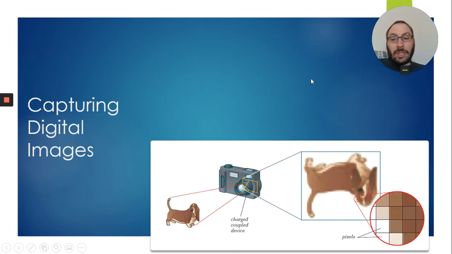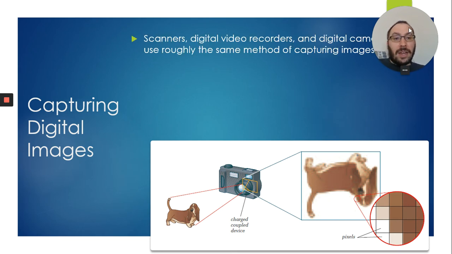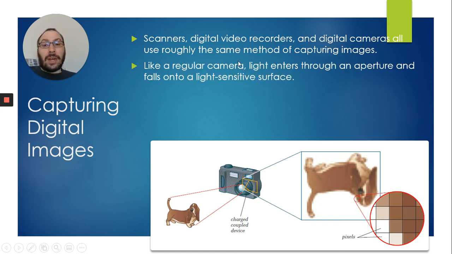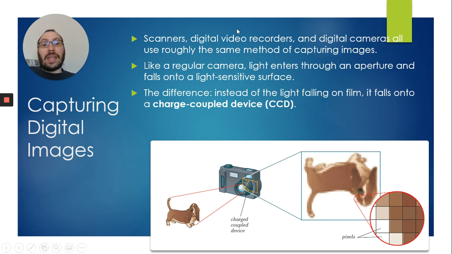All right, so, capturing digital images. We talked about this earlier with the CCDs. Scanners, digital video recorders, and digital cameras all use roughly the same method of capturing images. Like regular cameras, the light enters through the aperture, like right here or on your cell phone, and falls onto a light-sensitive area in the back. In old-fashioned cameras, the light-sensitive area is the film. In our eyeballs, it's the retina.